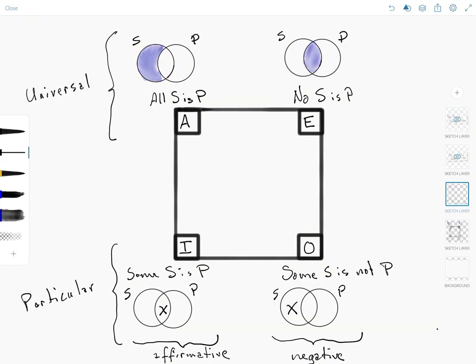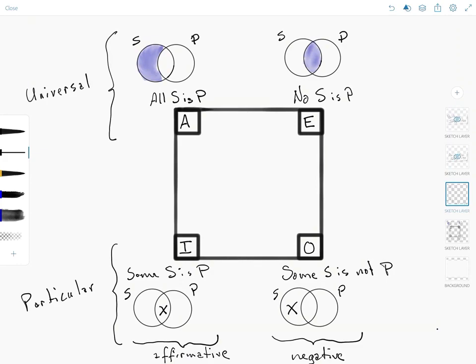With particulars, we're talking not about every member of S, but only about at least one. That's what some means in logic. At least one S is a P. And for that reason, we put an X to indicate that at least one in the overlapping region between S and P. So what this X shows is that there's at least one S that's also a P.